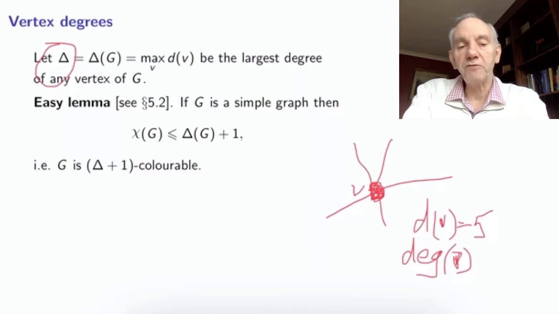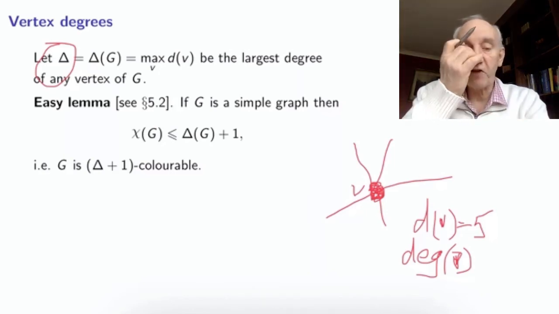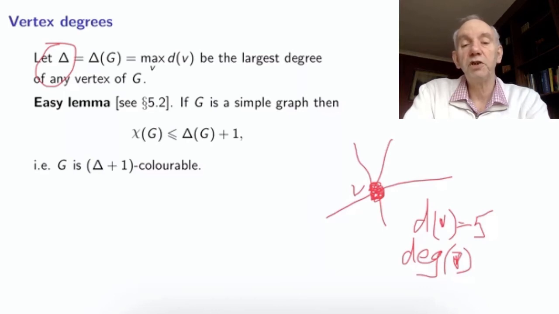So many of the graphs we've been looking at, all the regular graphs, all the vertex degrees are equal. In that case, it's easy. Delta is that number. So for the octahedral graph we've just done, all the vertex degrees were 4, so delta was 4, is 4. But in general, different vertices may have different degrees, and delta represents the largest degree in the graph.